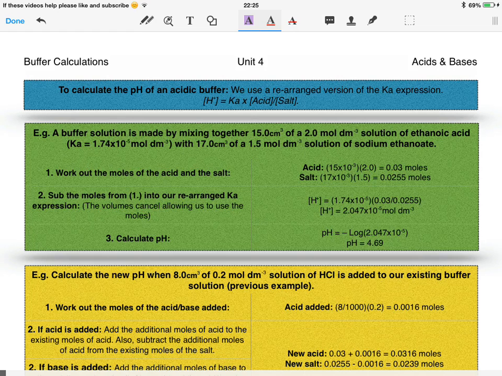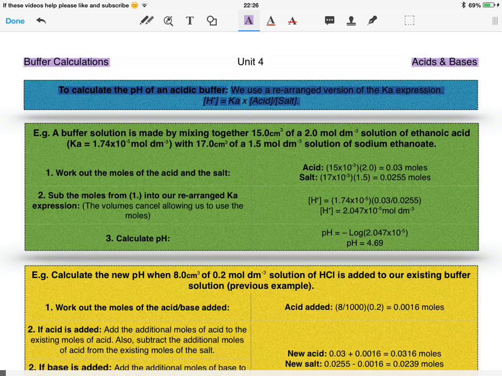Okay, so this video is going to be on acids and bases, and it's going to be on buffer calculations. To calculate the pH of an acidic buffer, which is all you'll ever be asked to do in your Unit 4 exam, we use a rearranged version of the Ka expression. This is: the concentration of hydrogen ions equals the Ka times the concentration of the acid divided by the concentration of the salt.